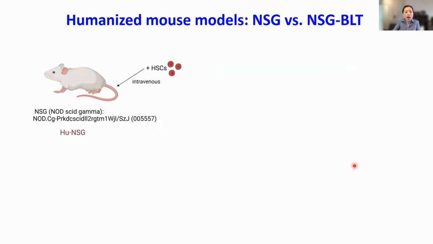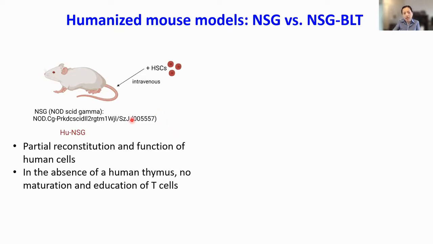Over the past many years, different humanized mouse models have been developed for different lines of research. Perhaps one of the simplest models has been the humanized NSG, whereby human stem cells are injected into immunodeficient mice of the NSG background. In this system, there is partial reconstitution and function of human cells, but really no maturation and education of T cells because of the lack of a human thymus.